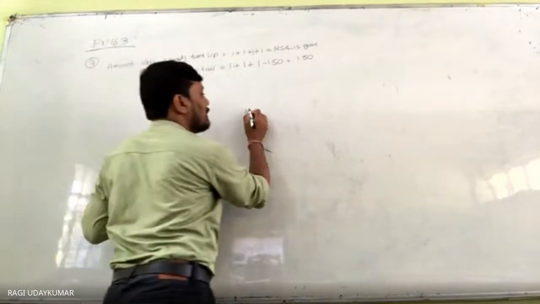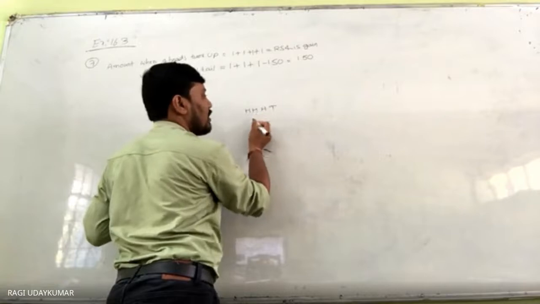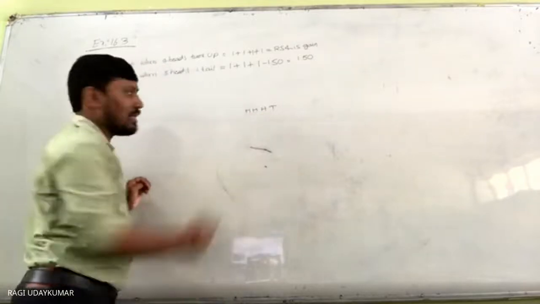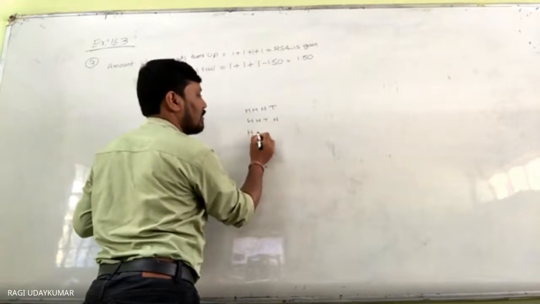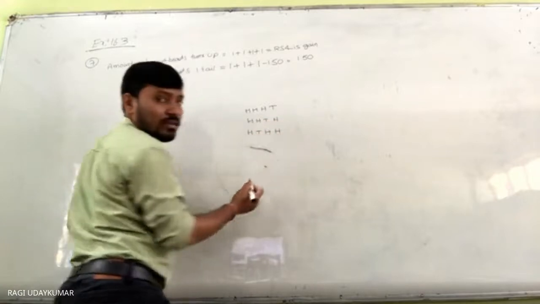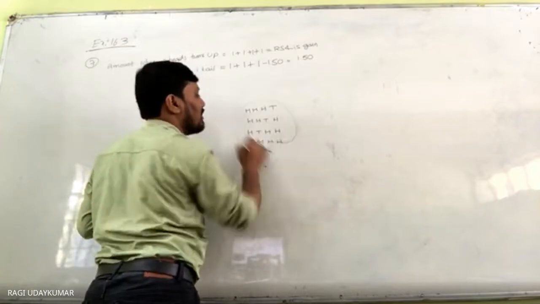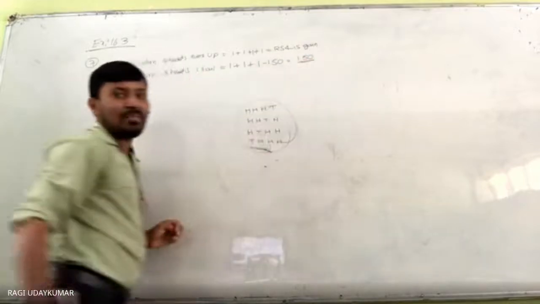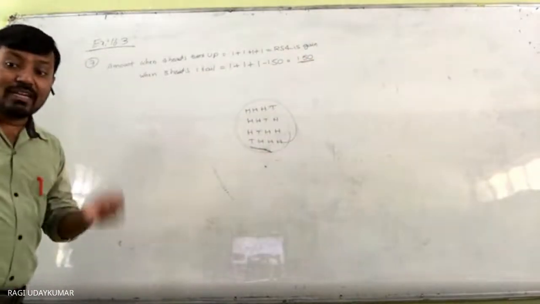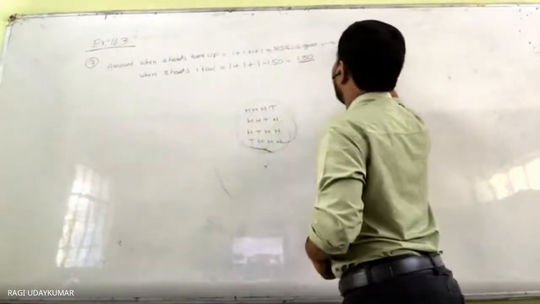3 heads and 1 tail. The tail can be here, here, here, or here. These are the 4 possible ways. In these 4 possible ways, he is going to get 1 rupee 50 paisa. So the probability of getting 1 rupee 50 paisa, you can write here itself.